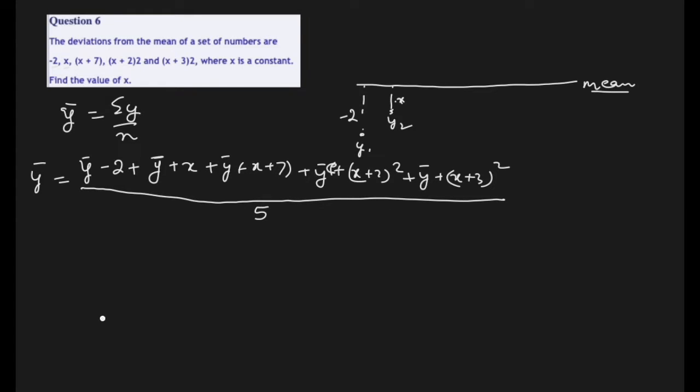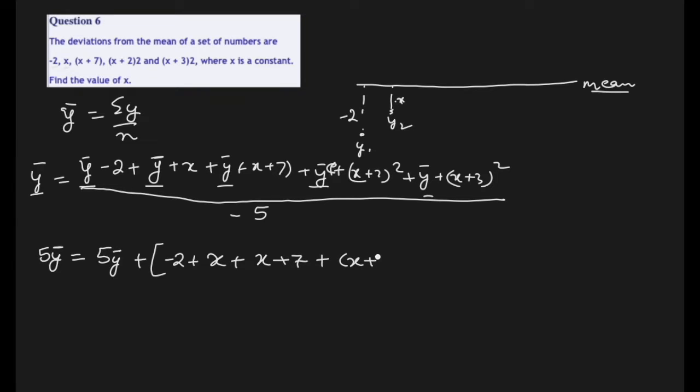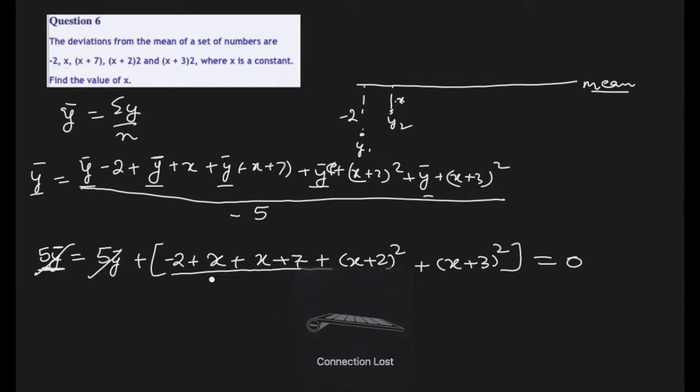They are 5, right? Now this 5 and this y bar will multiply, we'll get 5y bar equal to y bar plus y bar plus y bar. These are 5 y bars, right? And plus we get -2, x plus 7, plus x plus 2 squared plus x plus 3 squared, and because they are exactly the same, they cancel out. Basically this becomes equal to 0, right? And now we can simply get a quadratic equation out of them.